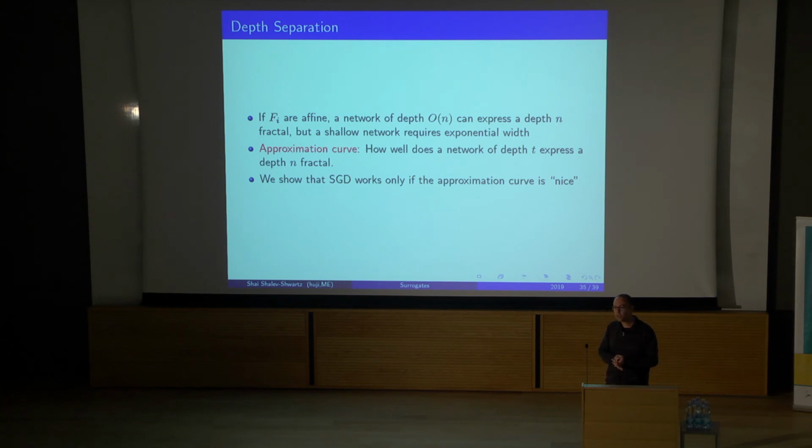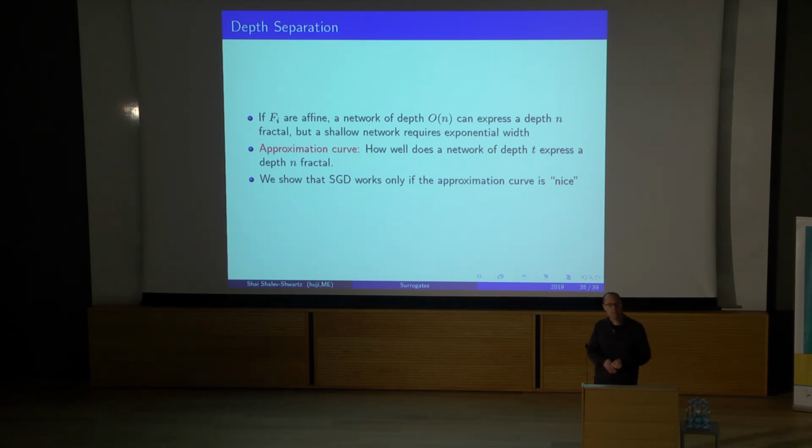What we showed is that, first, this intuition is correct, and indeed there is depth separation on fractals. A network of depth O(n), where n is the depth of the fractal, can express the fractal, but a shallow network requires exponential width. So depth separation exists for this fractal distribution. But we wanted to see if SGD can learn these functions, because even though there is a way of expressing them, it doesn't mean that SGD can actually learn them.